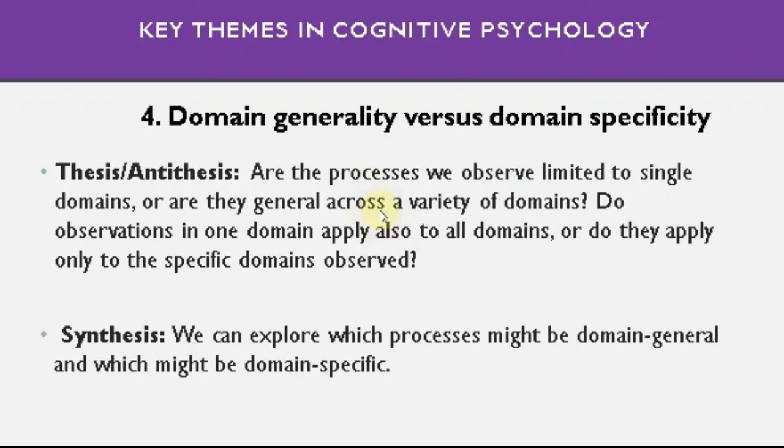Next would be number 4, domain generality versus domain specificity. Thesis and antithesis would be: are the processes we observe limited to single domains lang ba? Or are they general across a variety of domains? Do observations in one domain apply also to all domains? Or do they apply only to the specific domain that we have observed? Okay? Synthesis: we can explore which processes might be domain general and which might be domain specific.